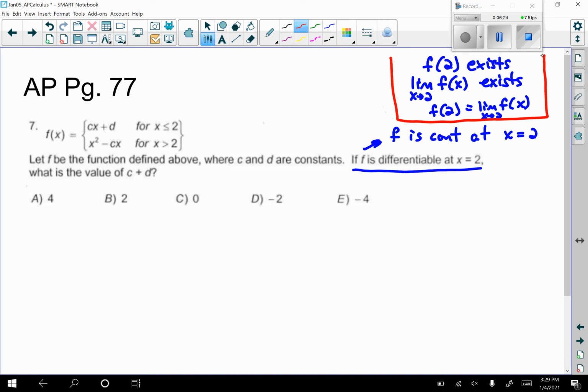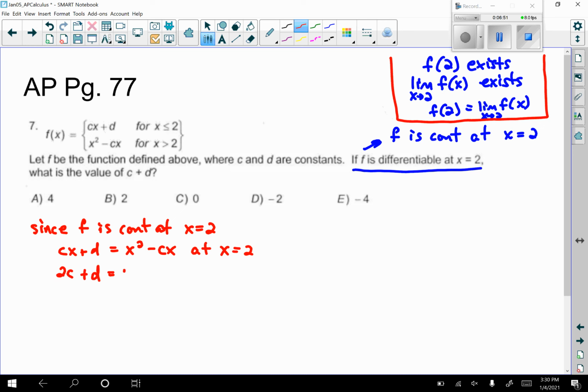So now that we have a continuous function at x equals 2, since f is continuous at x equals 2, these two expressions are going to be equal to each other. So cx plus d is going to equal x squared minus cx at x equals 2. Since x is 2, I can substitute the 2 in, so I get 2c plus d equals 4 minus 2c. But I still have 2 variables here, so I'm going to leave it for a moment.